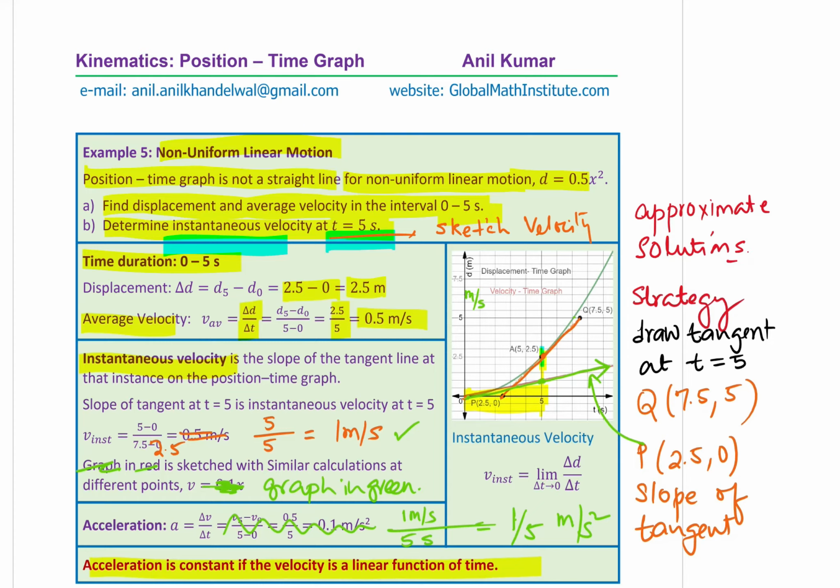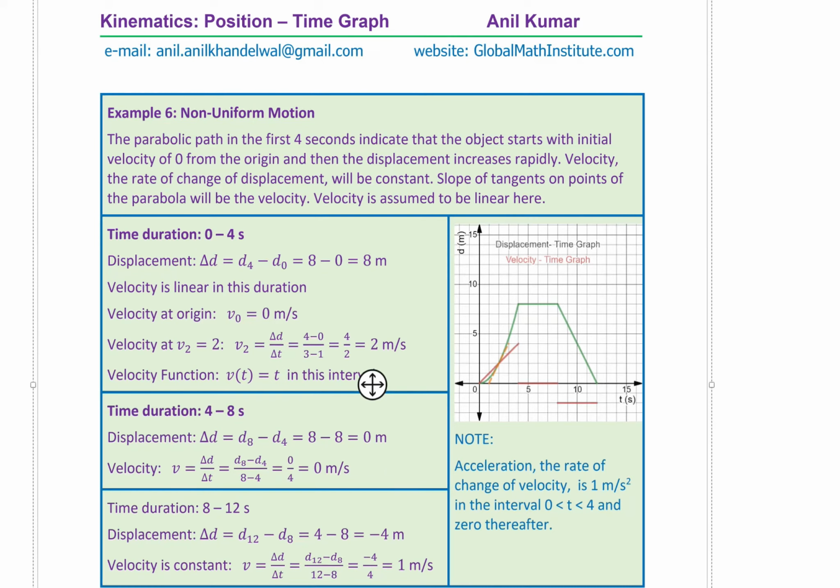Let's move on and take the next example, which is non-uniform motion. In this case, the first part of the graph is non-uniform. It is increasing, first slower and then faster. Do you see that? So all over, there is an acceleration. That is what it is.